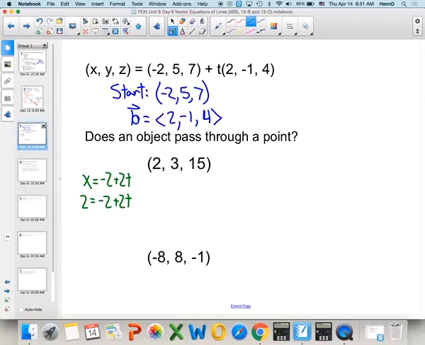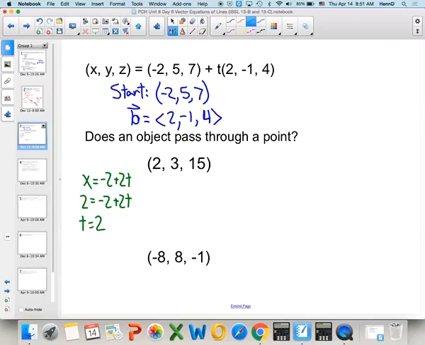So what does t equal here? When does x equal 2? When t equals 2. We add 2, and then we have 4 equals 2t. Divide by 2, so t equals 2. Okay? With me so far?